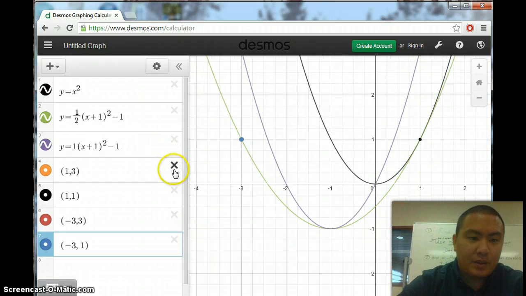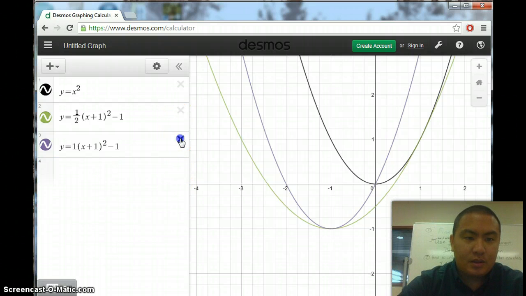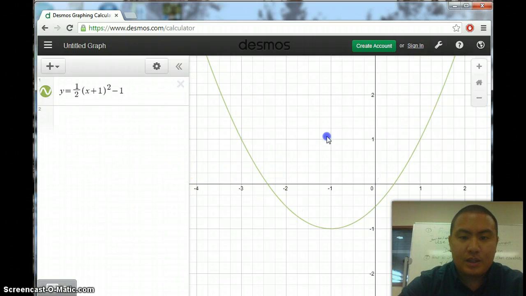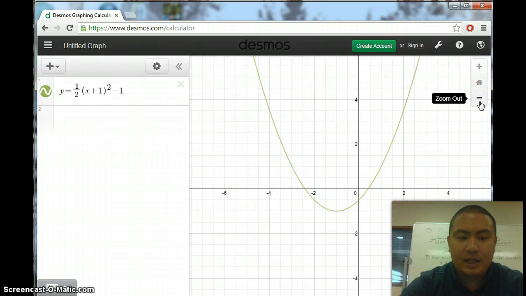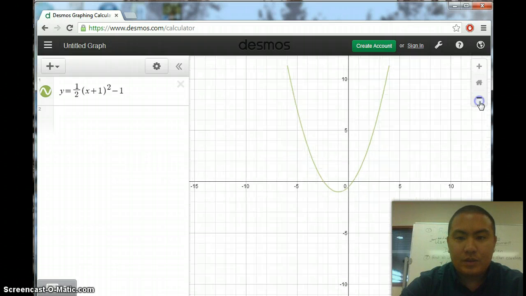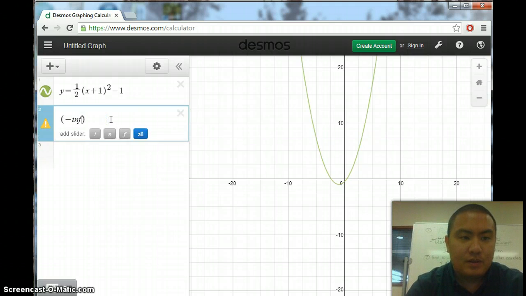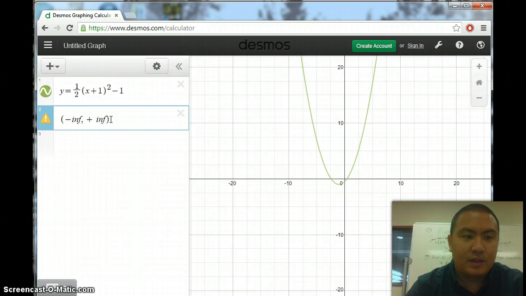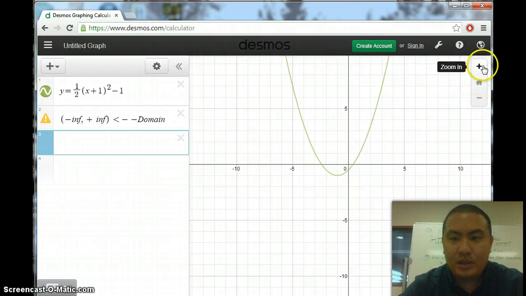Now let's talk about the domain here and the range of just this one. Alright, so the domain, no matter to the left or right, you can always see that it continues. So the domain for this one is -infinity, +infinity. And I'll just put that right here, -infinity, +infinity. That's the domain.